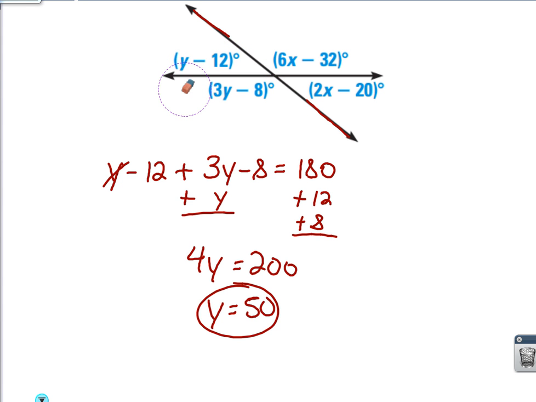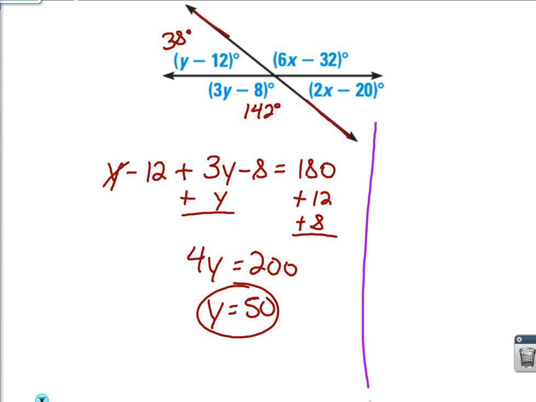If y equals 50, then this angle is 50 minus 12, which is 38 degrees. This angle is 150, which is 150 minus 8, which is 142 degrees. Now, how confident am I with my answer? Very. Because if I add 142 and 38, I do get that 180 that I was looking for. No question. See if any of this is clear.